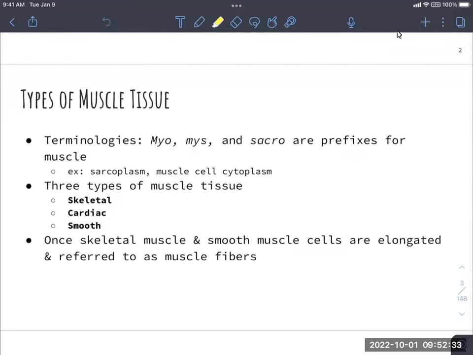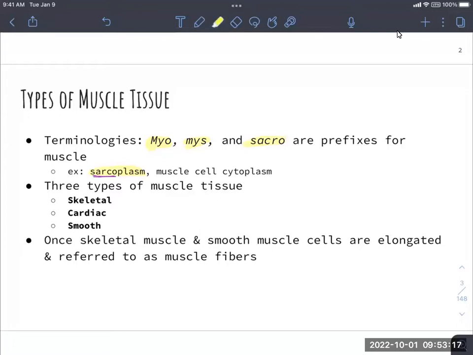Whenever you see myo, mys, or sarco at the beginning of a word, that means muscle. That is referring to any kind of muscle. So sarcoplasm, we see sarco, that tells us it's part of a muscle. Sarcoplasm is that muscle cell cytoplasm. Remember how we looked at some cell physiology earlier in the semester? It's the same thing, but with muscle cells.